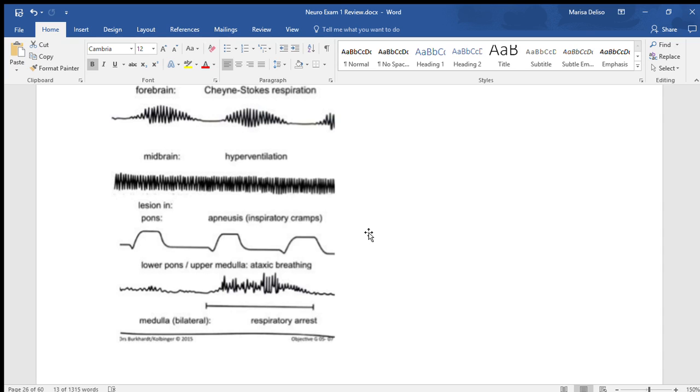Then, in my lower pons, upper medulla area, normally they'll say upper medulla, I have this ataxic breathing. Essentially, ataxic is like no rhythm at all. Like it's going wild, so they can make that line look however they want. No breathing, a little bit crazy, just a very awkward looking line. And then if I lesion the most inferior bilateral parts of my medulla, well, I'm in respiratory arrest. I'm not breathing at all, right? So keep in mind that things get more intense as they go down. Remember this word, Cheyne-Stokes.